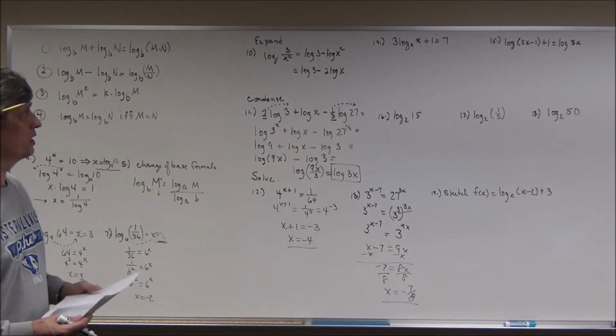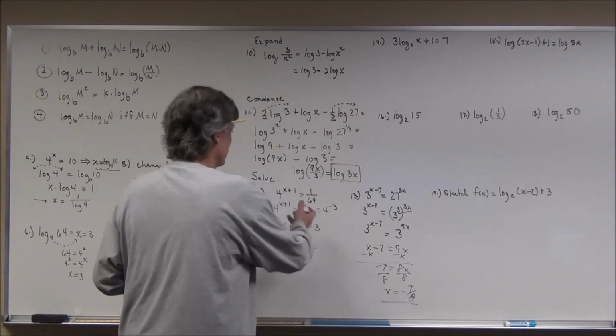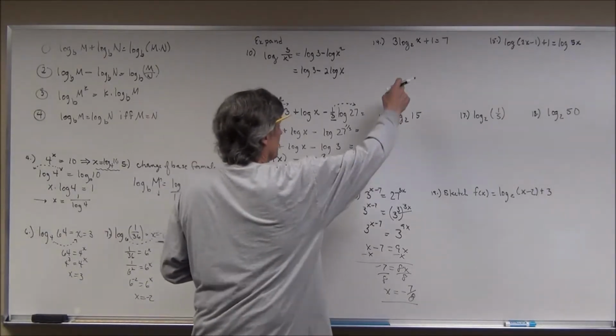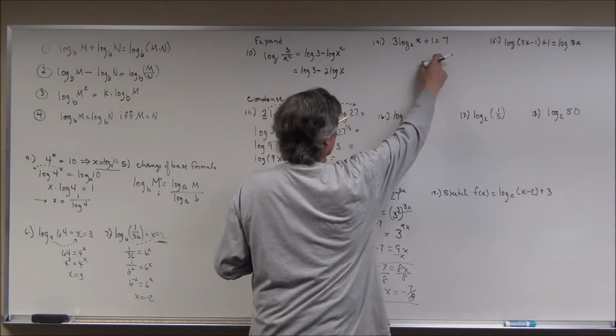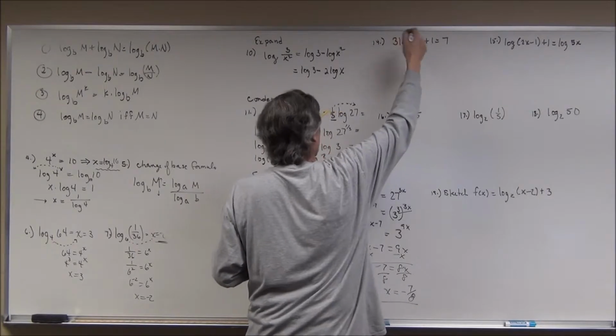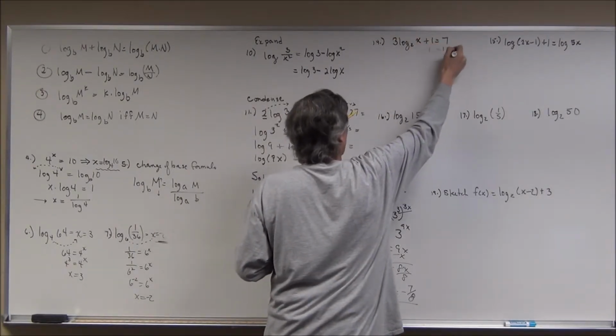Problem number 14 is a logarithmic equation because the variable is in the log expression, just like these are exponential equations because the variable is in the exponent. So in this case, I'm going to isolate my logarithmic expression. There's just this single logarithmic expression, so I'm going to kind of solve around it just like I would a linear equation. I'll undo the plus 1 by subtracting 1 from both sides.